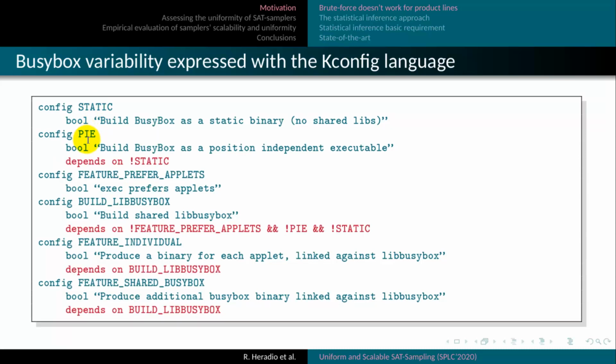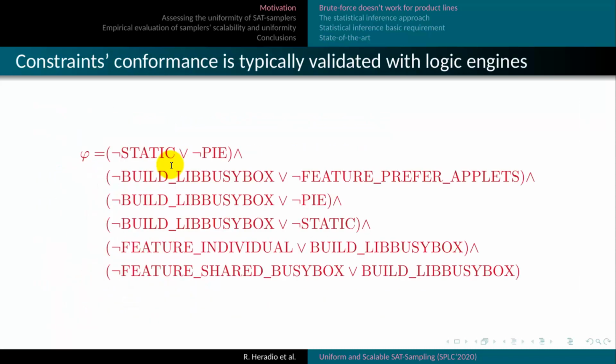With the kconfig language, we also specify dependencies between features. For example, this one says that pi and static are mutually exclusive. Constraints conformance is typically validated with logic engines, such as SAT solvers and binary decision diagrams, BDDs for short. For that, the kconfig specification needs to be translated into a Boolean formula.